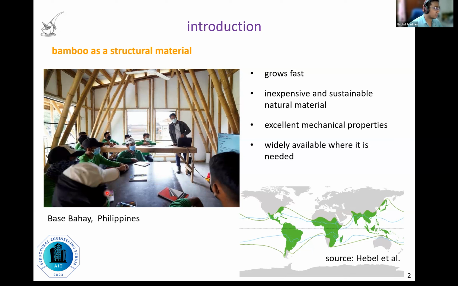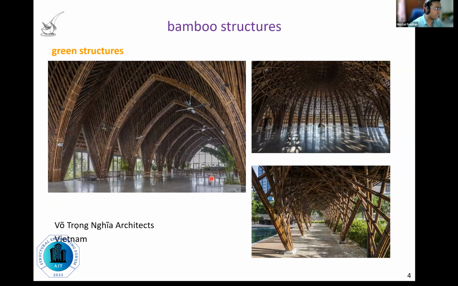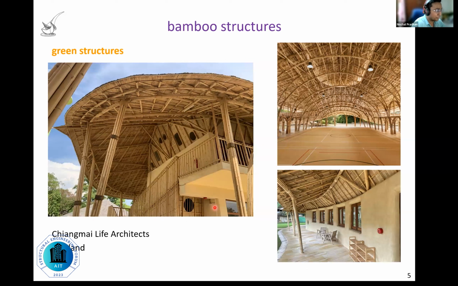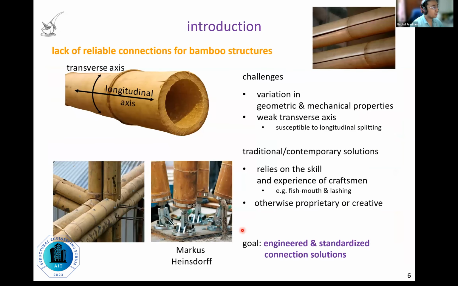For example, you can see a photo here from the Philippines, where Base Bahay has built a lot of bamboo structures. You can also find magnificent structures made out of bamboo in Indonesia, and quite a few wonderful bamboo structures in Vietnam as well. You don't even need to go that far. Even in Thailand, there are quite a few magnificent bamboo structures, especially the ones made by Chiang Mai Life Architects.